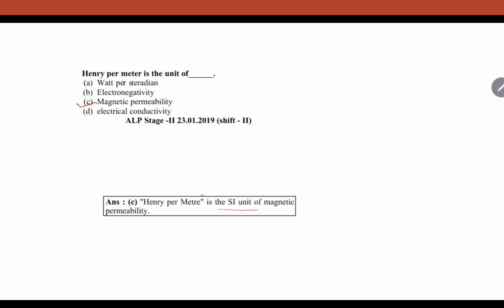And next question. Henry per meter is the unit of. Henry per meter is the unit of. The options are watt per steradian, electronegativity, magnetic permeability, electroconductivity. The right answer for this question is option C, magnetic permeability. Henry per meter is the SI unit of magnetic permeability.